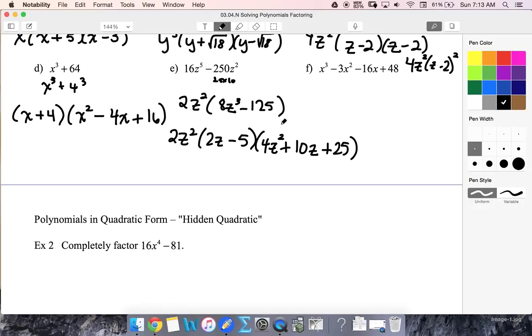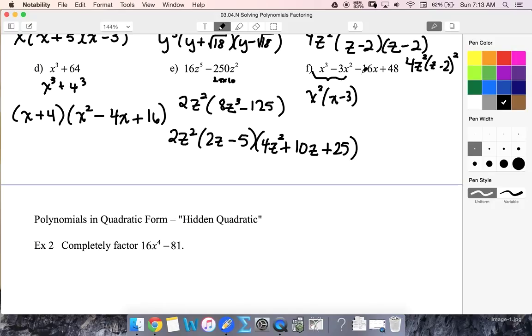All right, this last example looks to me like 4 terms, so I'm thinking about grouping. In my first group here, I have a common factor of x squared. That leaves me with x minus 3. I'm always hoping that what's left over in parentheses is going to match.